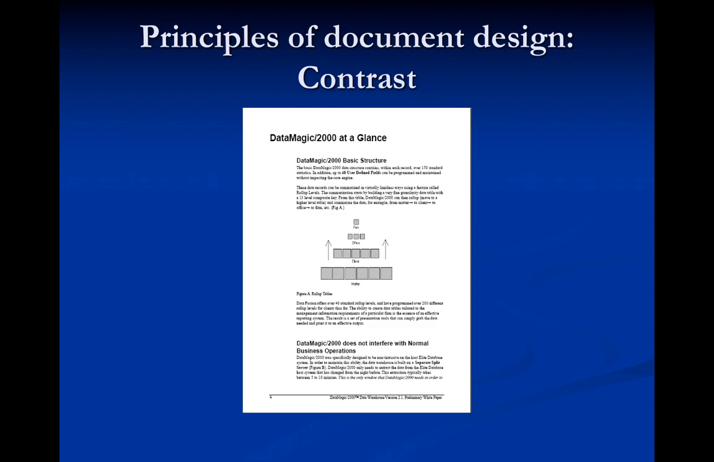Now the last thing that creates contrast is something we call white space. Notice how much space there is between DataMagic 2000 at a glance and the next subheading below it, DataMagic 2000 basic structure. There are probably about 2 double spaces there. That creates contrast as well because it frames that top title. That DataMagic 2000 at a glance is now framed. The paragraphs likewise have white space around them, so they're framed and they're easy to see. It's easy to see where a paragraph begins and ends.